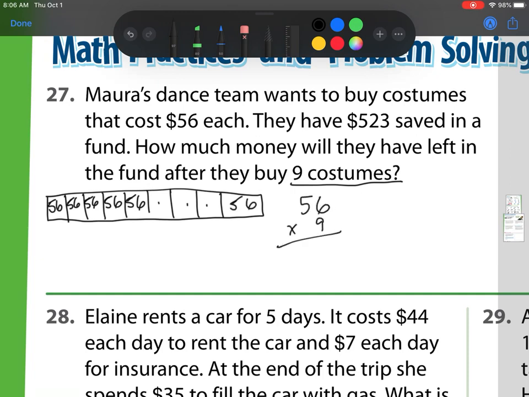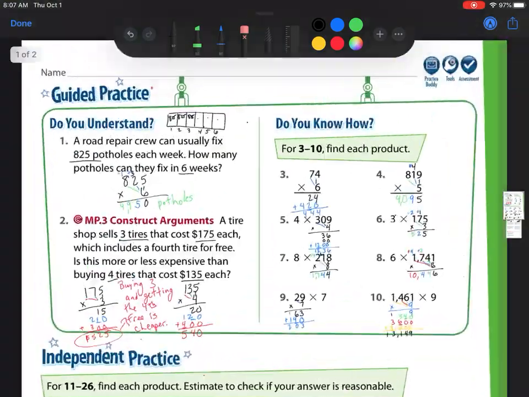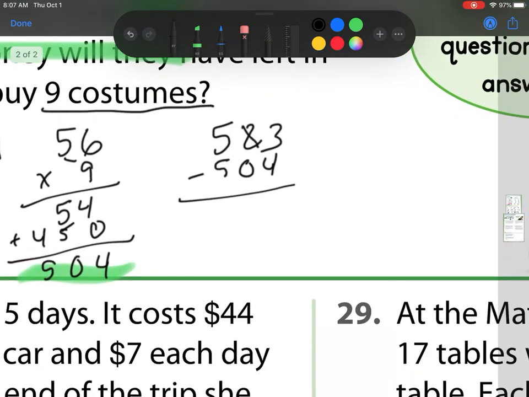So let's do that part. And I'm going to use my partial products. 9 times 6 is 54. 9 times 5 is 45. So how much are these costumes going to cost? They're going to cost $504. But that's actually not what the question's asking. It's saying, how much money will they have left? So I'm starting with this, and they have to get this much. So we will have 523 minus 504. That's how much money they're going to have remaining. So let's regroup. So they're going to have $19 left. Not a lot.